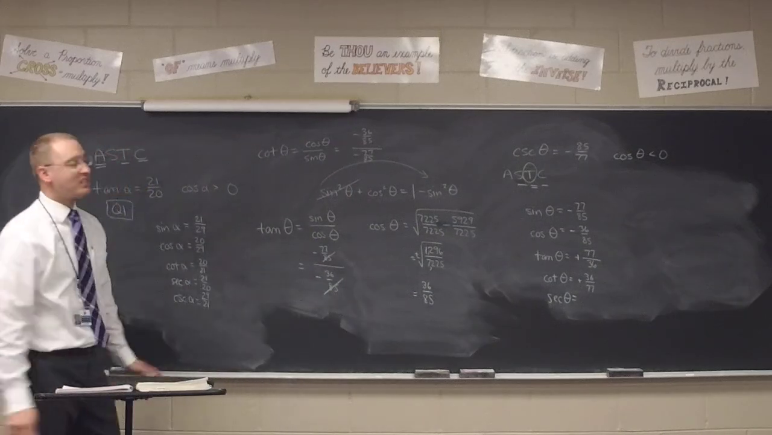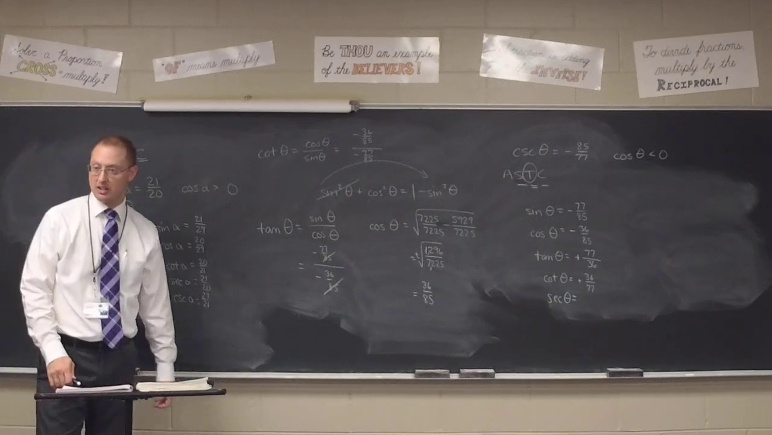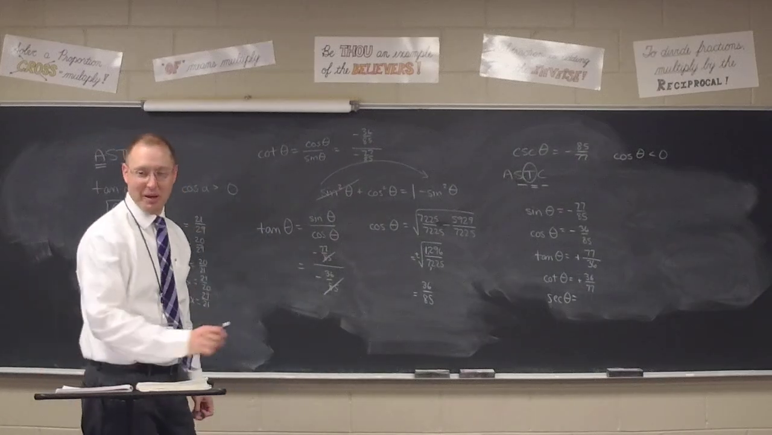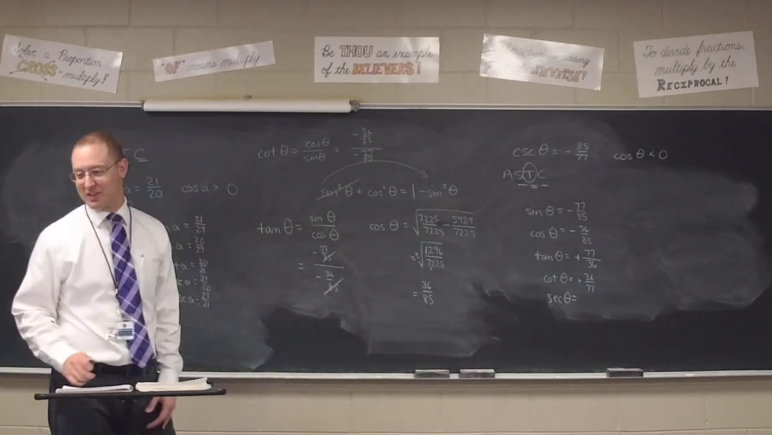Yeah. How can I find the secant here, Ethan? Reciprocal. Reciprocal of the cosine. But let's suppose Ethan's like, nah, I want to do things the hard way, Mr. Nadasky. What's the other way we could find the secant?